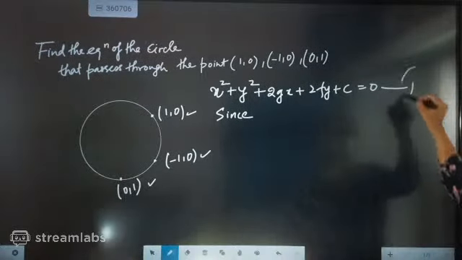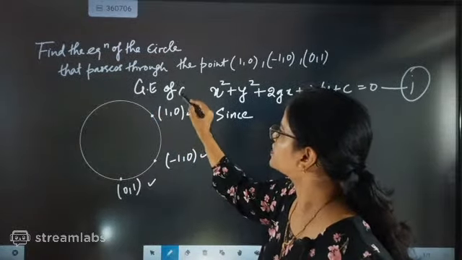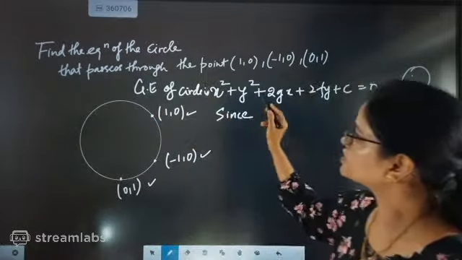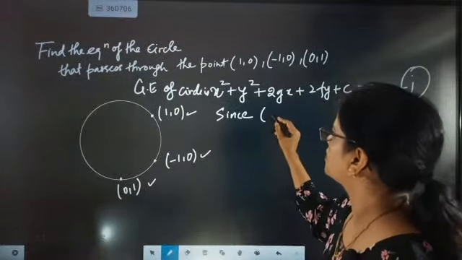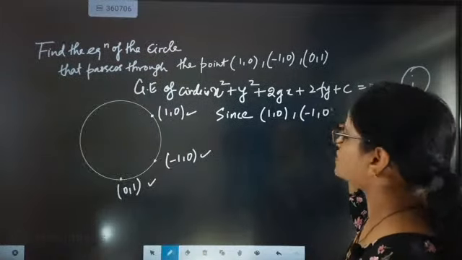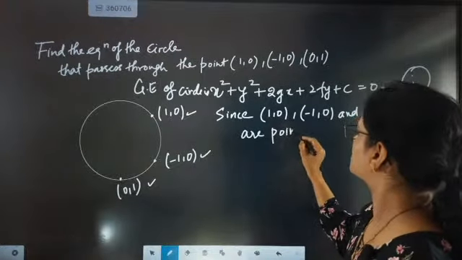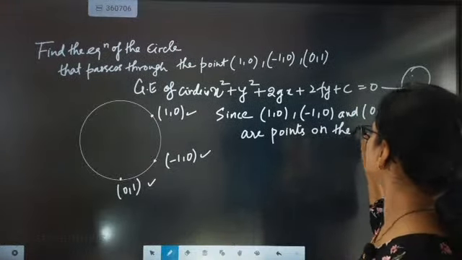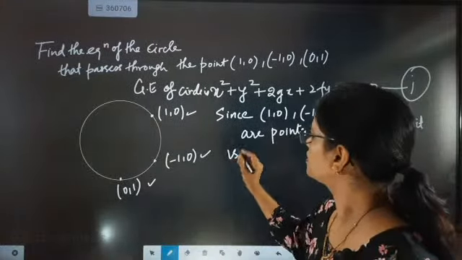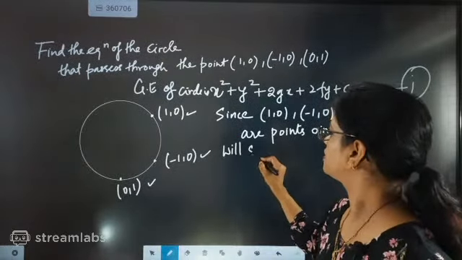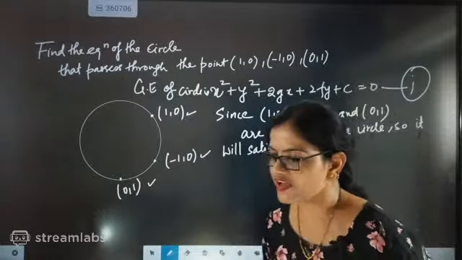So this is the general equation of the circle, equation 1. The general equation of a circle is x square plus y square plus 2gx plus 2fy plus c equal to 0. Since (1, 0), (-1, 0) and (0, 1) are points on the circle, it will satisfy equation 1. It will satisfy the general equation.